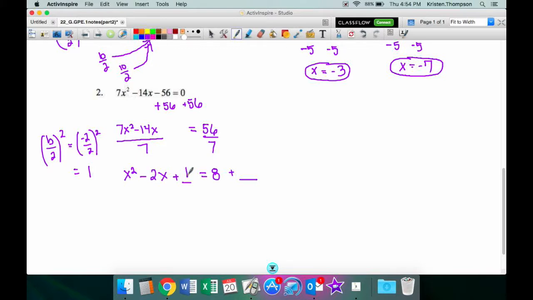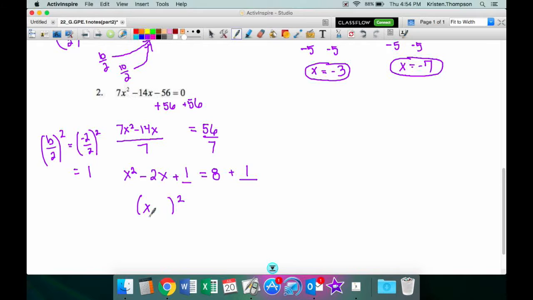The b over 2 squared should always be a positive number. If you're ever trying to add a negative when you're completing the square, you're not doing it right. Because when you square a number, whether it's positive or negative, it will always make a positive number. Okay, so our completing the square would be adding 1 on both sides. This will make the left side a perfect square trinomial. So it will turn into a perfect square binomial.